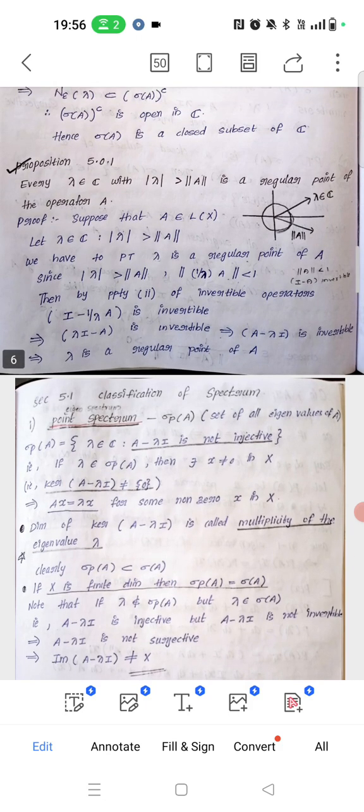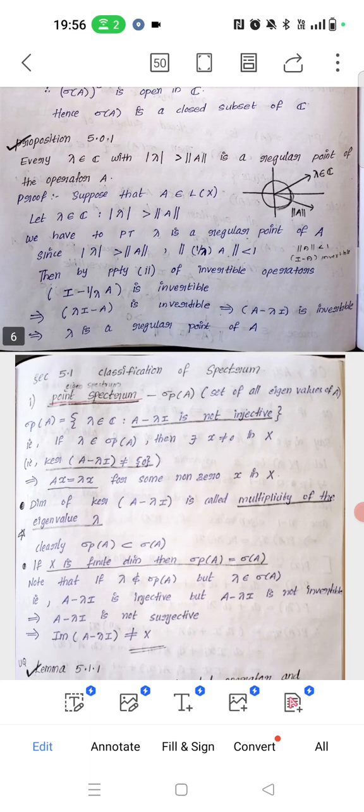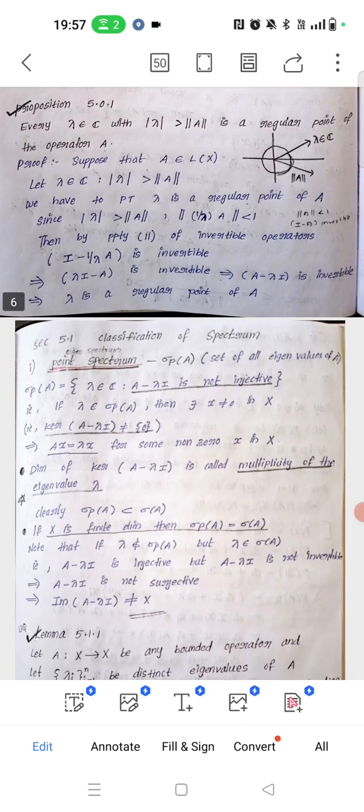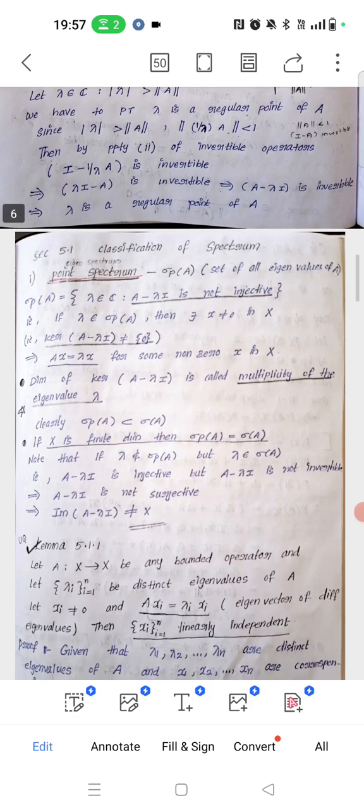Actually this is a special, important one, because from the picture of this theorem you can see that the complex numbers outside the circular disk centered at the origin with radius norm A all belong to the regular point set rho of A. Next we are going to classify or characterize our spectrum into three parts.